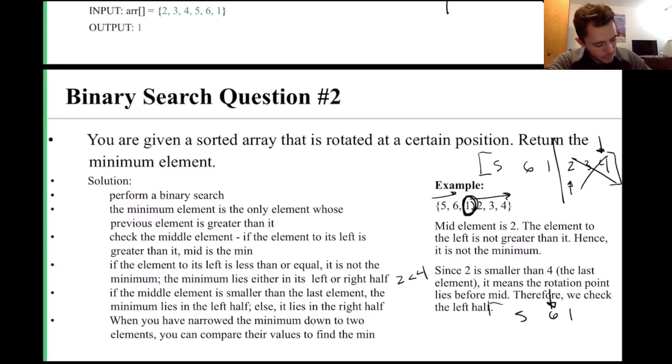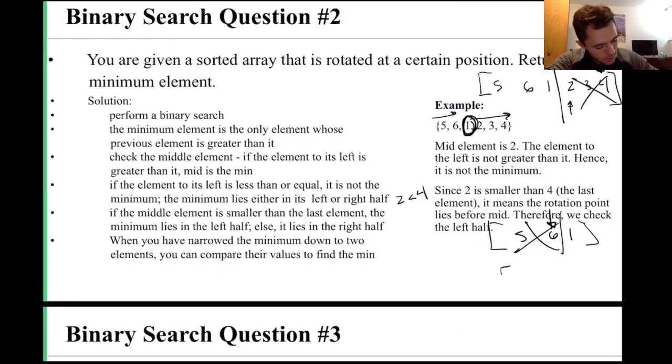So we're going to break this array down one more time. Cut off this, and then we're going to check 1 here. All right, check the element to its left, which is the 6. 6 is less than 1, so this is the minimum element. So we basically broke down the whole array, and then we looked at the left half, and then we looked at the right half, and that left us with our solution.